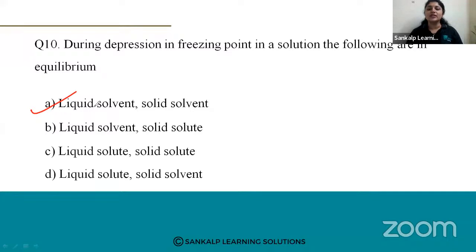So always liquid and solid are in equilibrium with each other. When a liquid with a non-volatile solute is cooled to a temperature below the freezing point of the solution, some of the liquid solvent will be converted into solid solvent. So during freezing point depression in the solution, liquid solvent and solid solvent will be in equilibrium with each other. So our option A is the right answer.